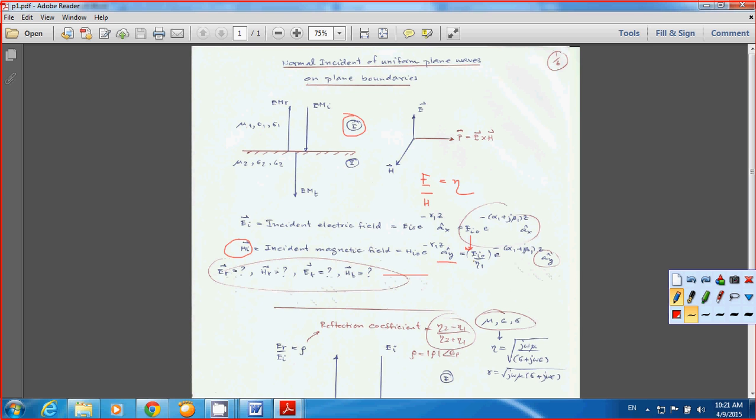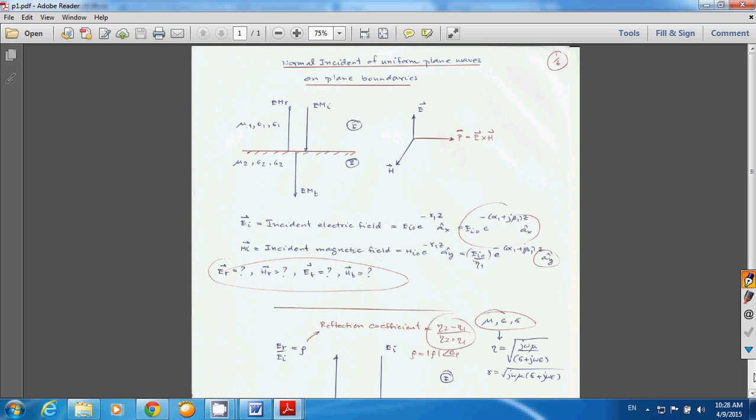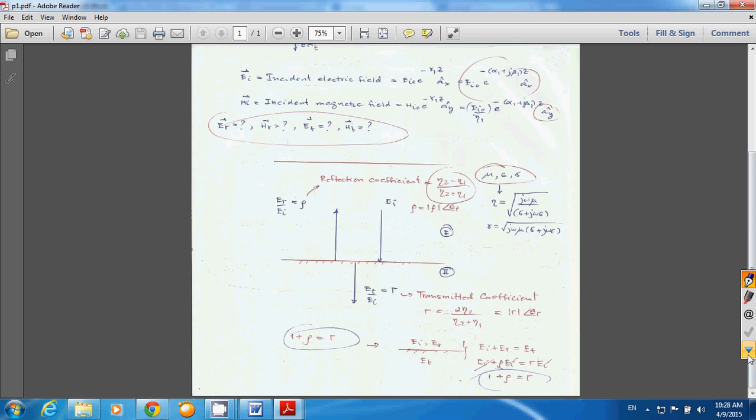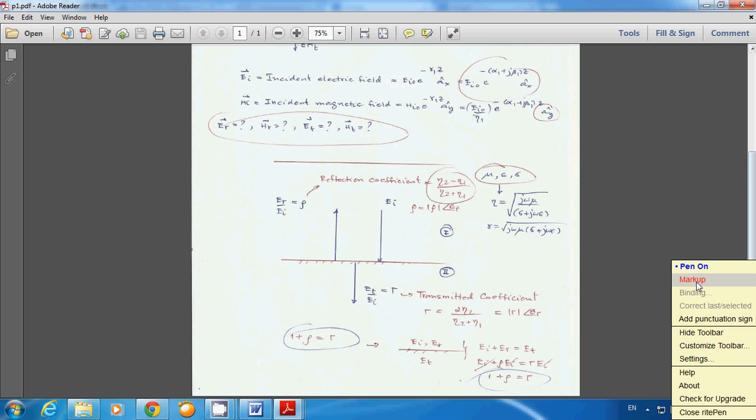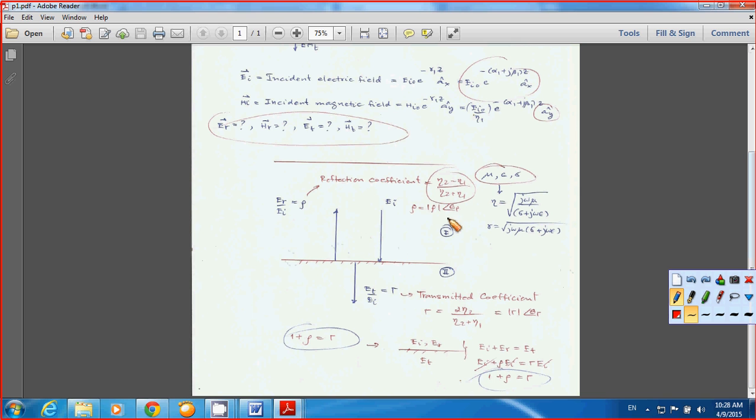what we're going to do is write down equations for the reflected electric field, reflected magnetic field, transmitted electric field, and transmitted magnetic field. Okay. So let's see what's going on in media.